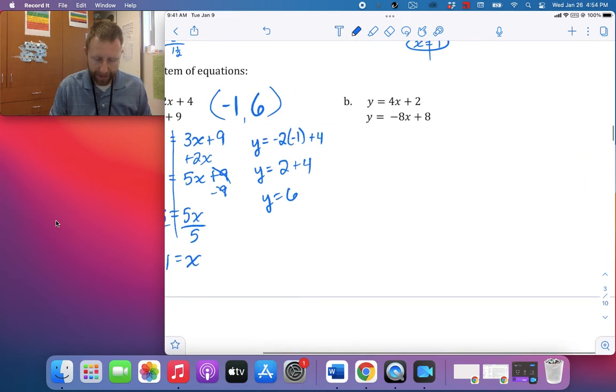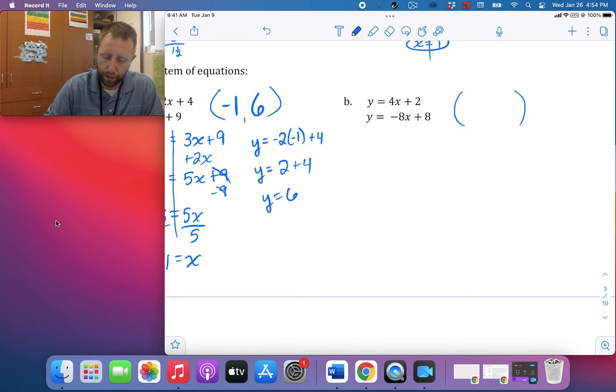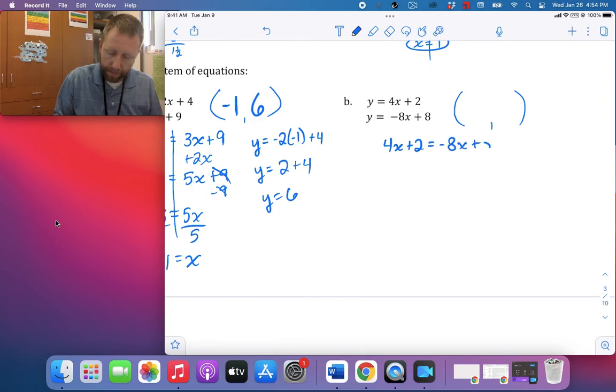All right, last but not least, we have B here. Y equals 4x plus 2, and then y equals -8x plus 8. Same thing. We know our answer is going to be an ordered pair. We're going to find x right now. We'll set the two equations equal to each other, but then we have to go back and find y. Okay, so for B, my equation to solve is 4x plus 2 equals -8x plus 8.